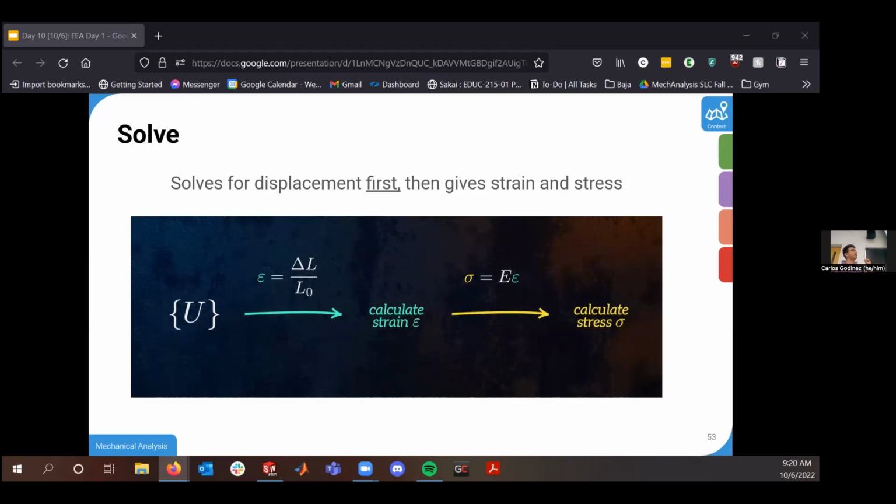FEA solves displacement first, actually, and then using your strain, your change in length divided by your original length, for each nodal element, it calculates your strain, and then from strain you can get to stress depending on your Young's modulus for your material. I think that's a really cool thing that I never really fully understood, but basically because we're doing F equals Kx, or F equals Ku, we're solving for displacement first, and then on the backtrack can solve for stress.